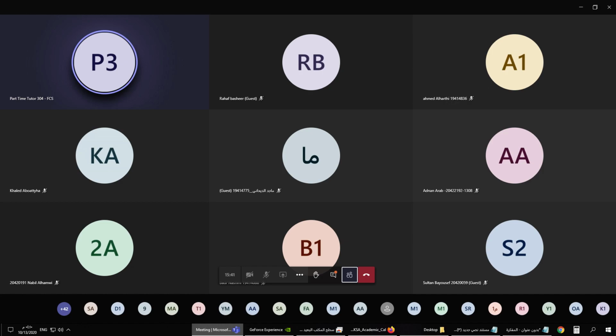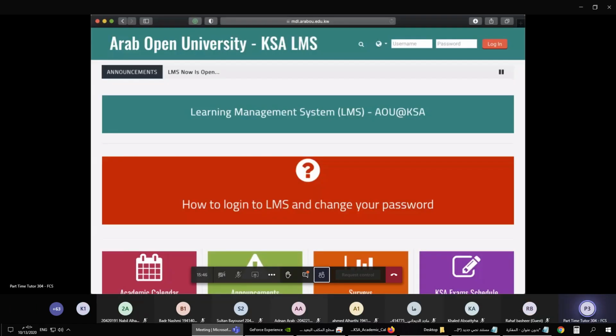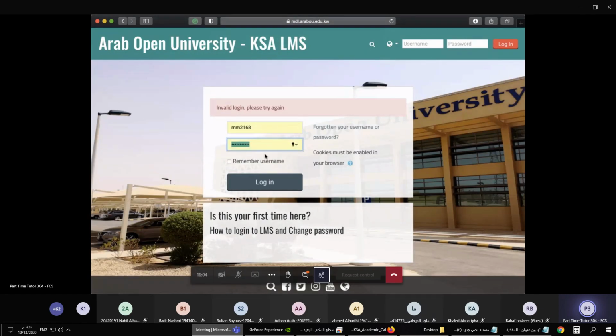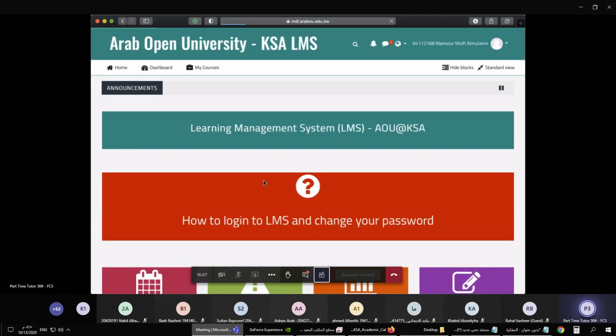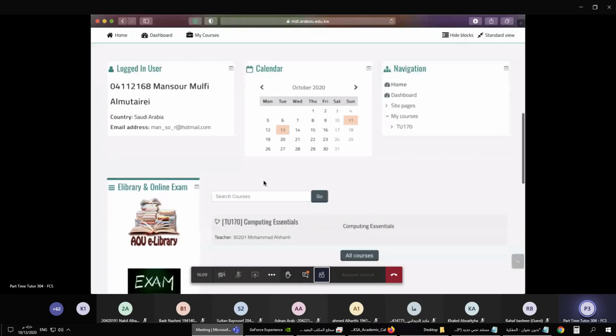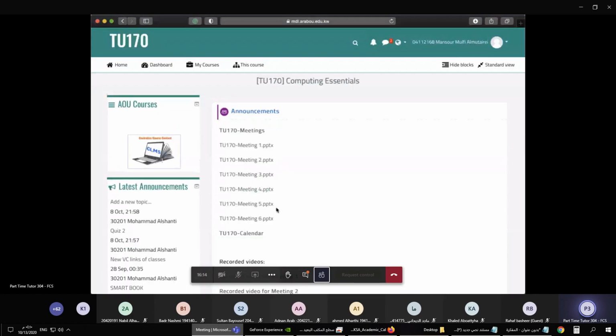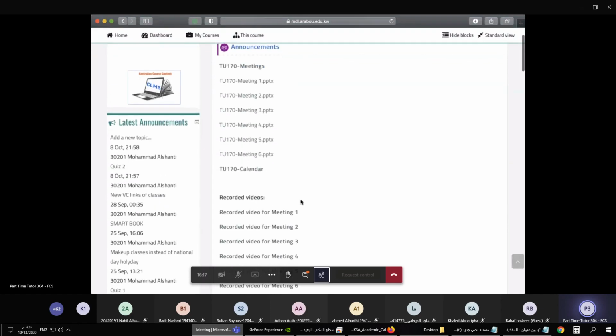So first, let's go ahead and see the LMS. Do you see my screen now? The web browser? Yes, we do. So everyone just go through the web browser and try to log in to find the new updates about the course calendar and also about the quiz timetable. As you can see, I'm logged in. I go to TU170. This is the main dashboard for the course.